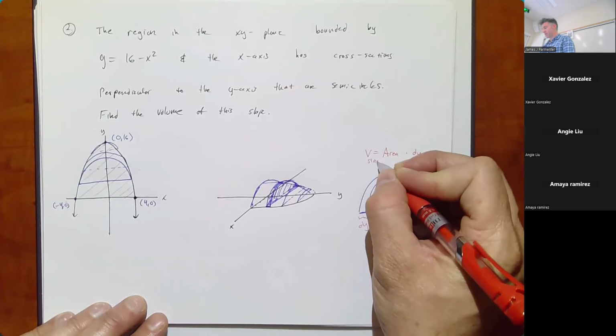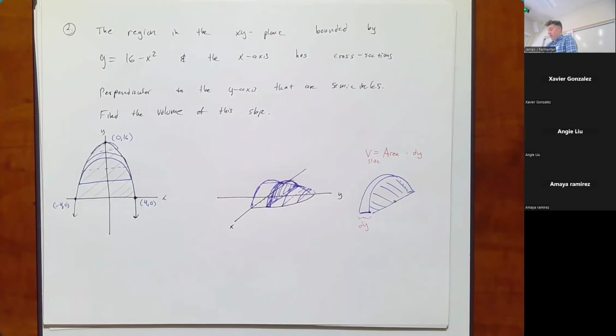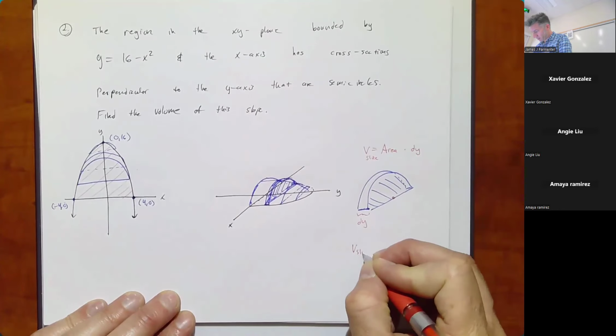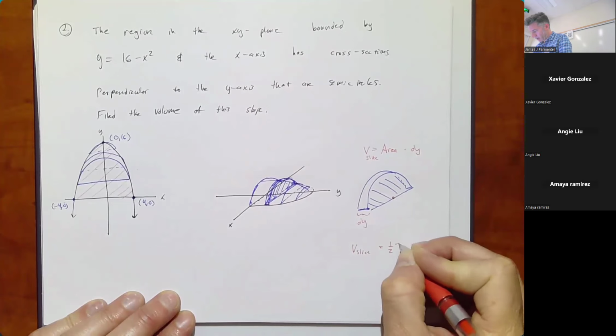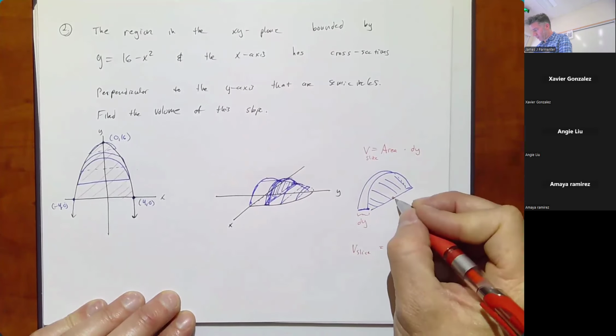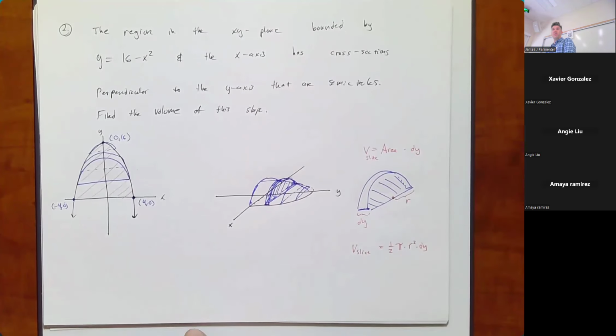Okay, the area of a semicircle is 1/2 pi r squared. So the volume of my slice is going to be 1/2 pi times my radius squared times my dy. So we have to figure out what that radius is in terms of y.